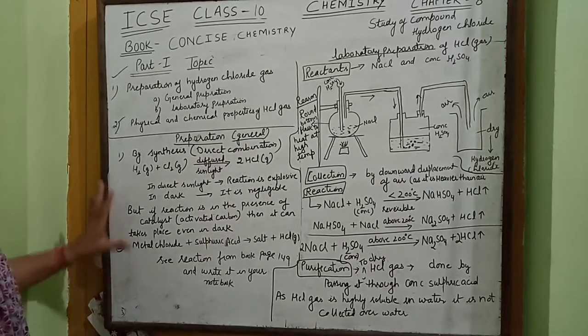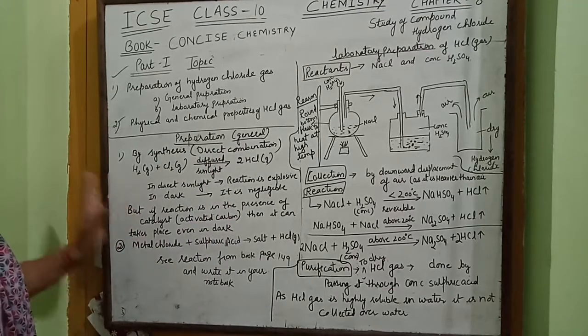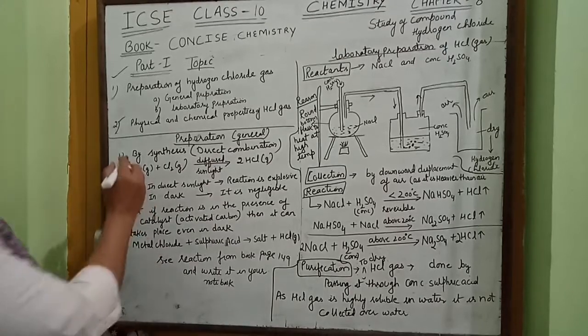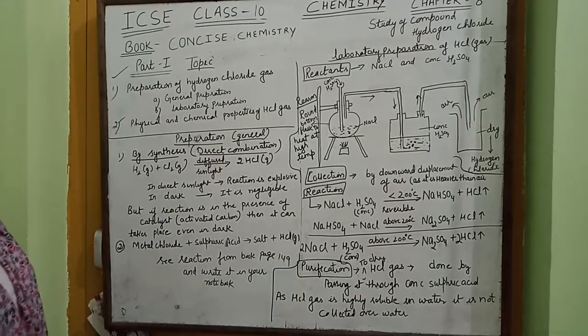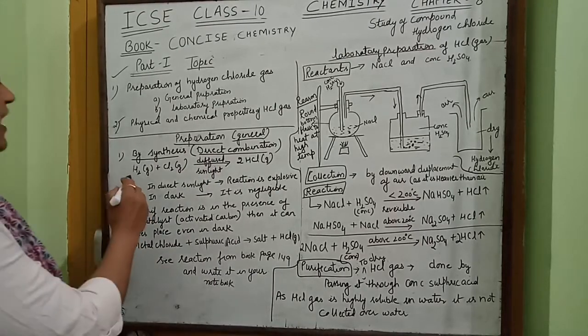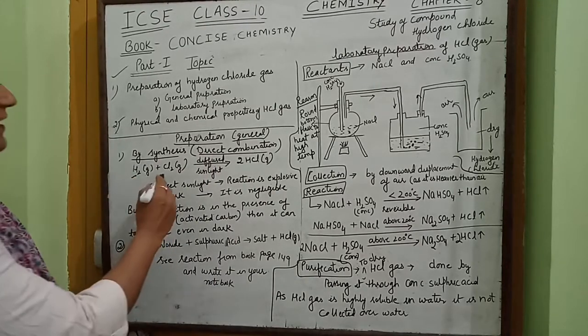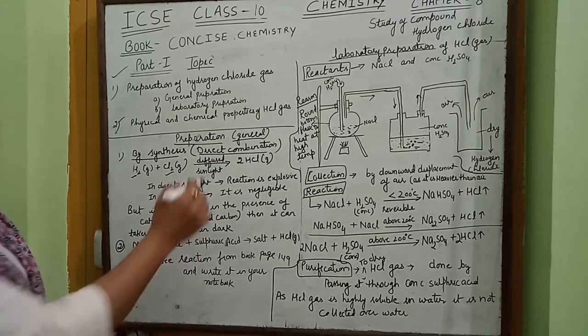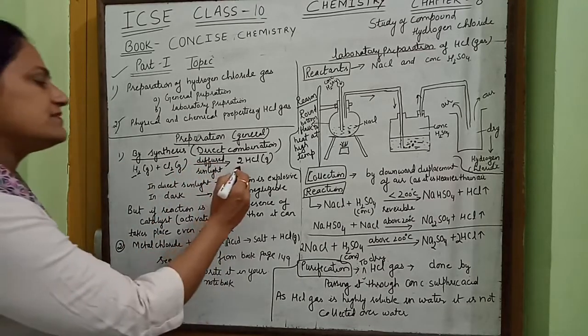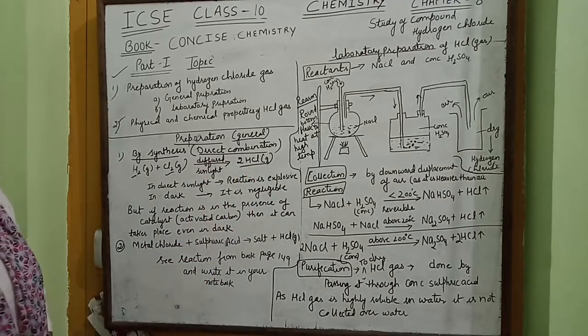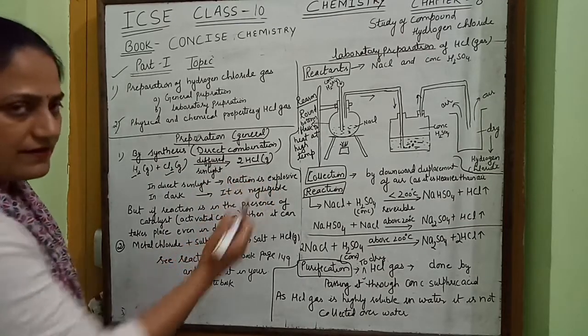So we have two methods to prepare hydrogen chloride gas, and the first is synthesis, which is also known as a direct combination reaction. In this reaction, hydrogen gas is combined with chlorine gas, and this reaction takes place in diffused sunlight and we get the product, that is 2 molecules of hydrogen chloride gas.